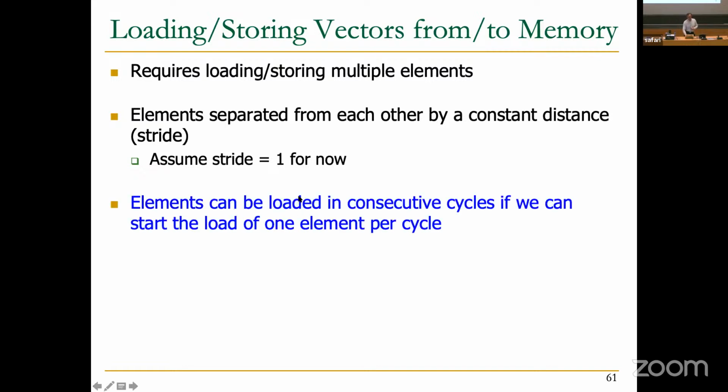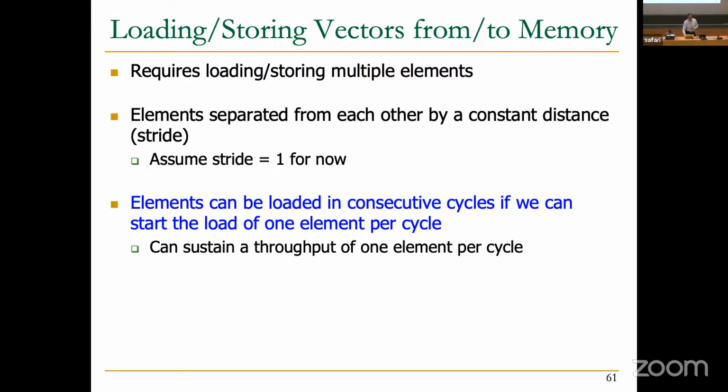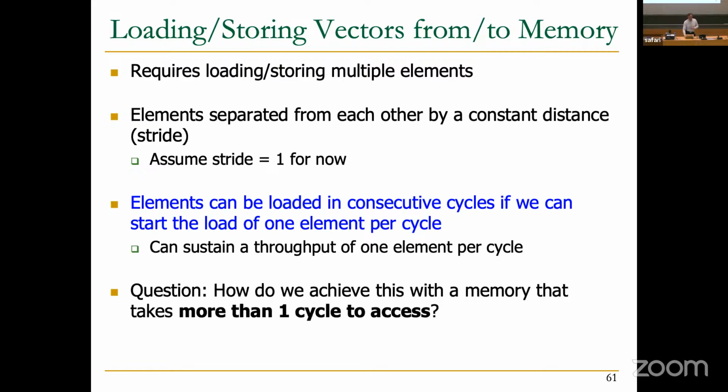And basically, elements can be loaded in consecutive cycles if we can start the load of 1 element per cycle. So basically, every cycle you start the load of 1 element, and hopefully you get the result after n cycles. N is the memory latency. Memory latency is hard to reduce for reasons we'll discuss later. So we should be able to start 1 element per cycle and get 1 element per cycle, 1 memory operation per cycle, and get 1 element per cycle every cycle, essentially. So that's basically our goal.